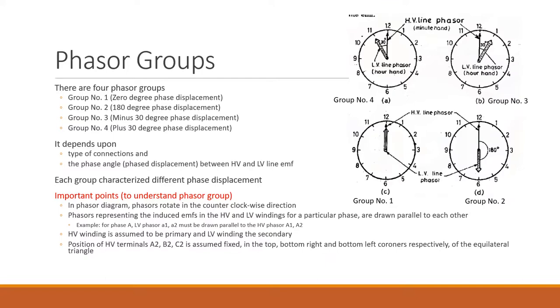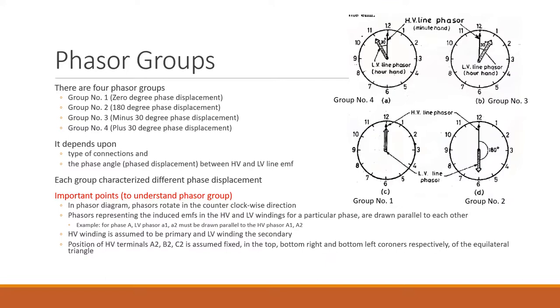Their clock diagrams are shown here, and what we have seen is that the minute hand is always fixed and the hour hand moves. The choice of group depends upon the type of connection and the phase angle, or you can say the time phase displacement between the HV and LV line EMF. So basically each group characterizes a different phase displacement.